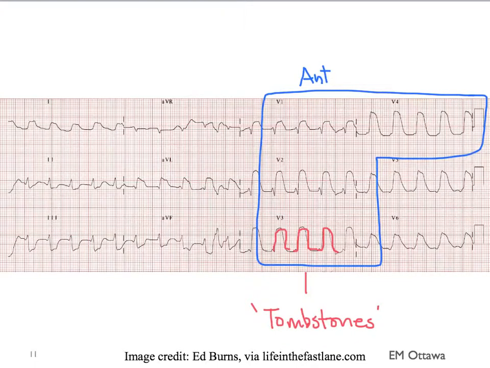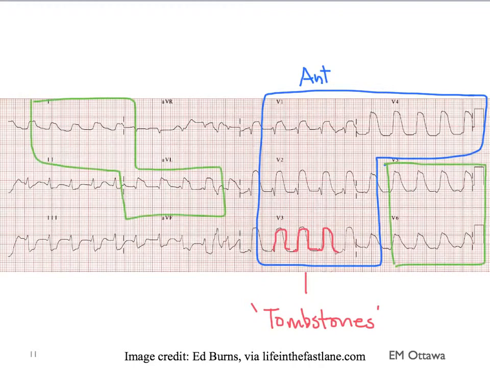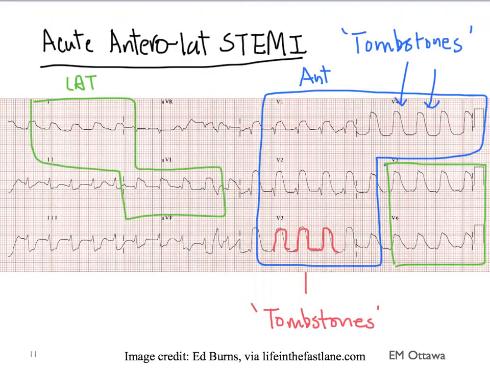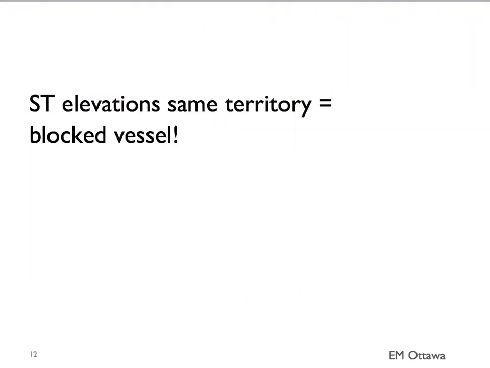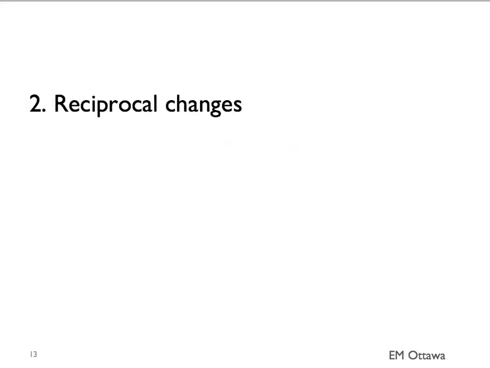Where else do you see ST elevations? You see them in the lateral leads as well. You can also see tombstones STs in those leads as well. This is an acute anterolateral ST elevation MI. Every time you see ST elevations belonging to the same territory, you have to think there is a blocked vessel, and therefore there is an infarction. The second part of an ST elevation MI has to do with reciprocal changes.